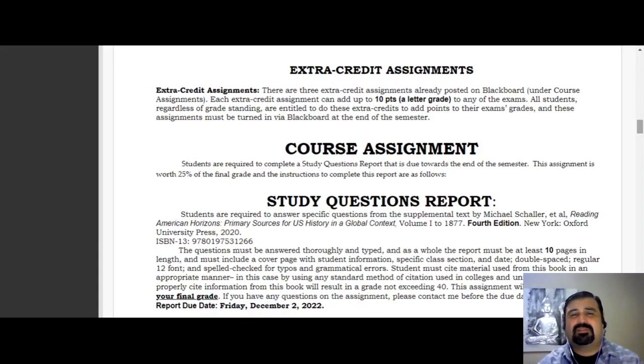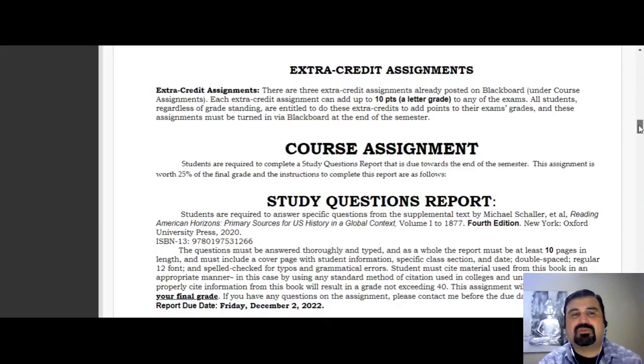There are 3 extra credit assignments in which you can add up to a whole letter grade to each exam. So again, your grades are not fixed and set in stone. Again, it's very flexible. You have a lot of room to change your grades and improve.